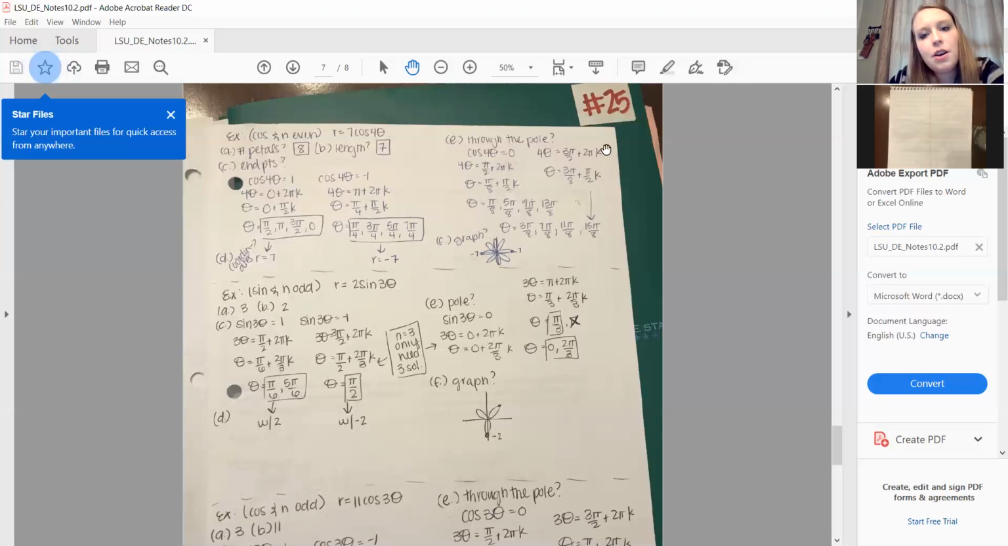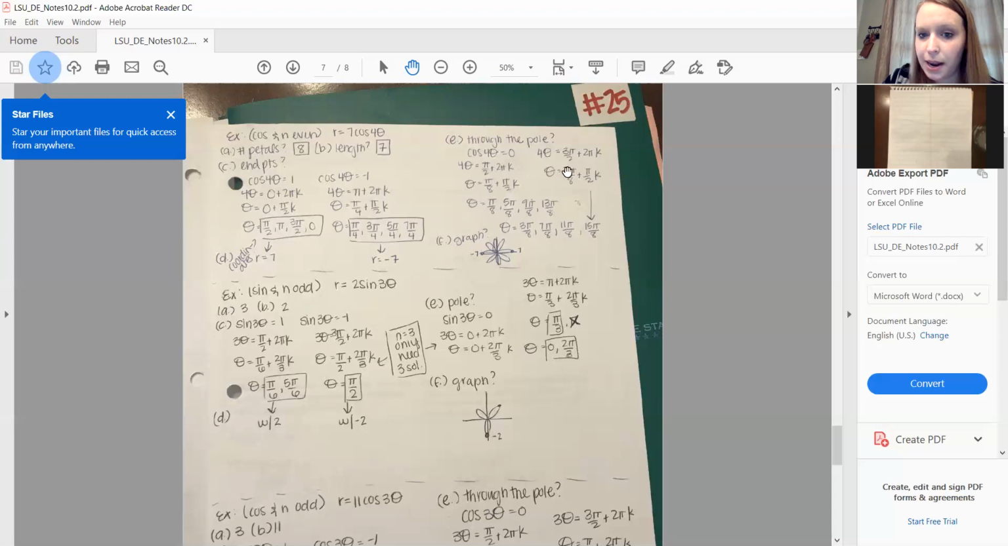Okay, and where does it go through the pole when cosine equals 0? Well, cosine equals 0 at pi halves and at 3 pi halves. So I have to do these 2 equations. Again, divide by 4, we get pi over 8 and pi halves k. Over here, divide by 4, it's 3 pi over 8 and pi halves. So for these answers we start off with pi over 8, and then half of 8 is 4. So 1/8 plus 4/8 is 5/8. 5/8 plus 4/8 is 9/8. 9/8 plus 4/8 is 13/8.